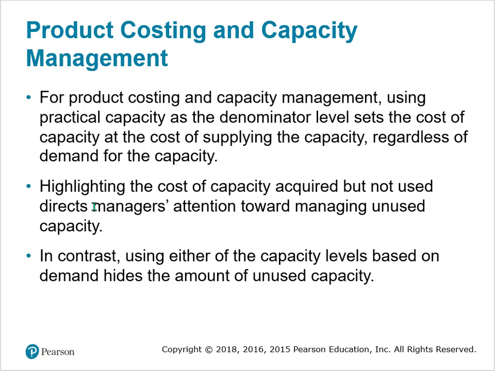Now for product costing and capacity management, using practical capacity as the denominator level sets the cost of capacity at the cost of supplying the capacity, regardless of demand for the capacity. Okay, so highlighting the cost of capacity acquired but not used directs managers' attention toward managing unused capacity. So in contrast, using either of the capacity levels based on demand hides the amount of unused capacity. Okay, so it really depends probably on your situation and what you want for management.